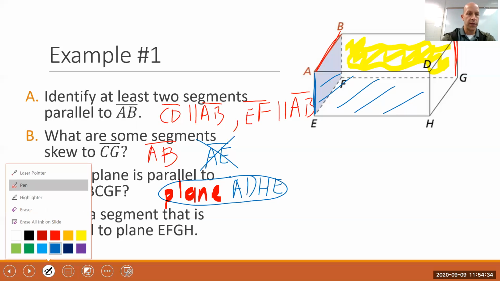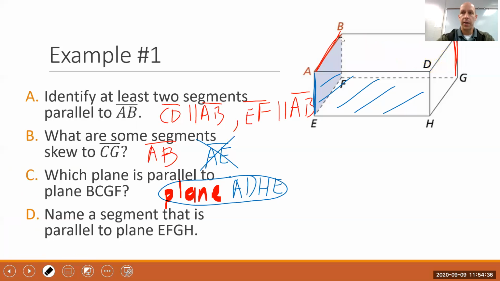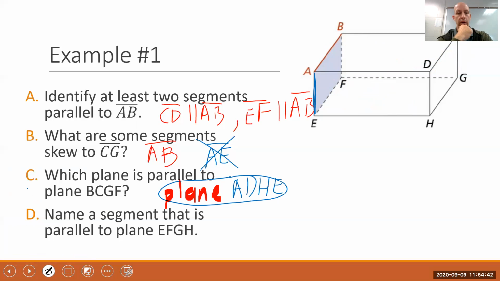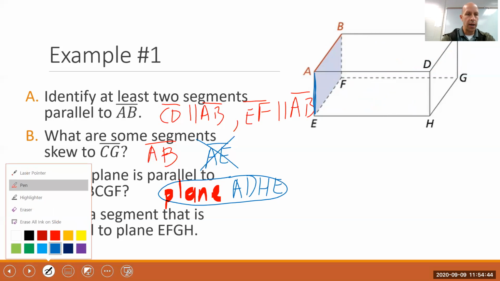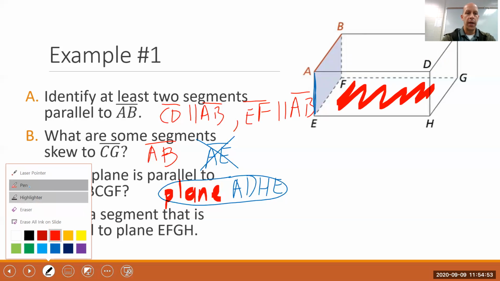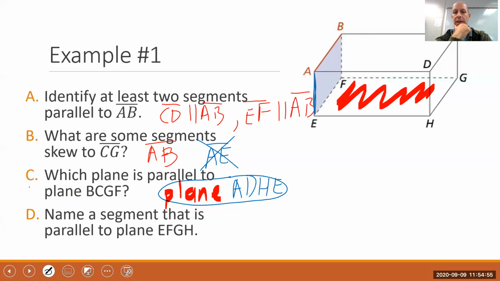I probably need to clear off some of this stuff here. Let's erase all this stuff over here so we can see that better. Okay, first of all, let's highlight the plane EFGH, so that's the bottom. So that's this guy here. What would be a segment that's parallel to that?